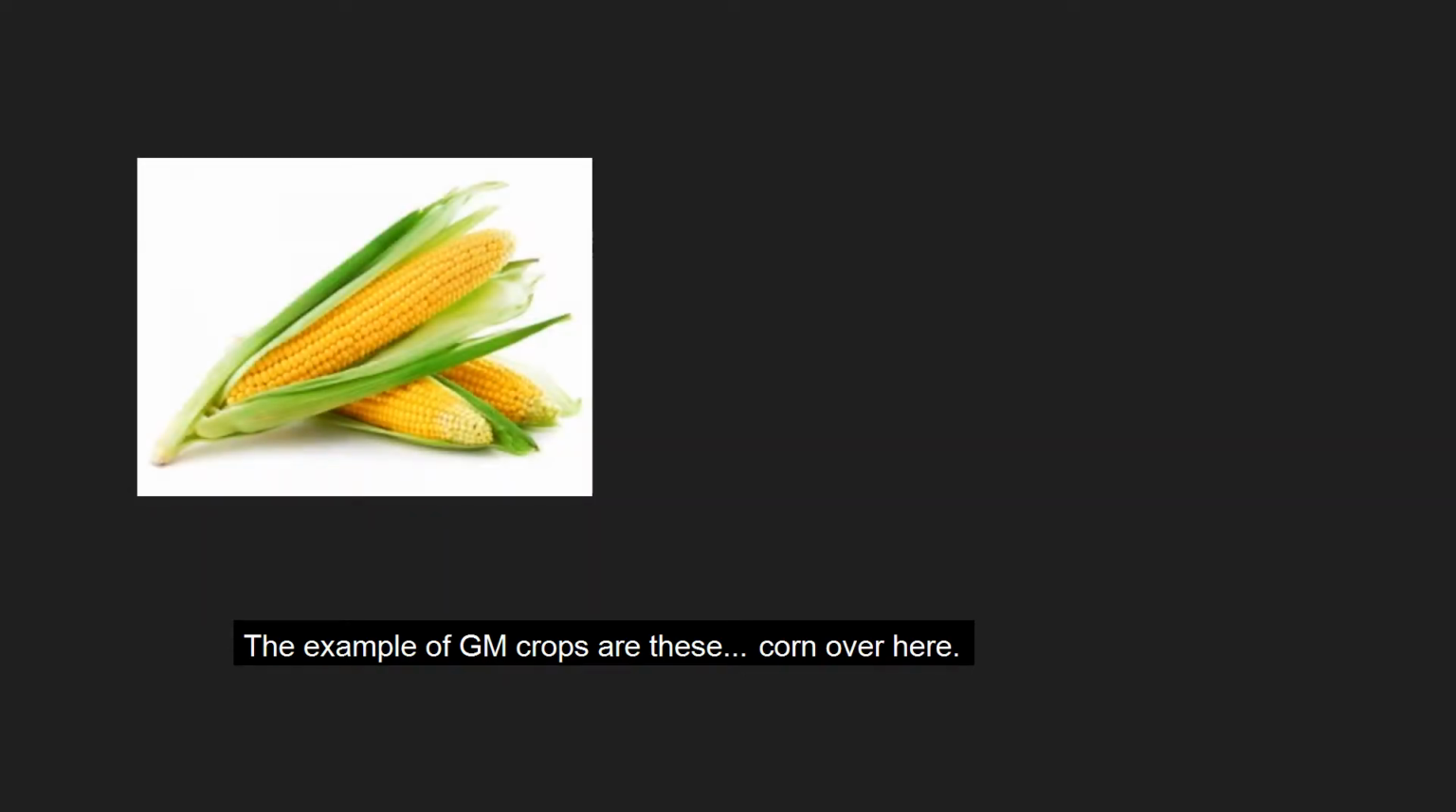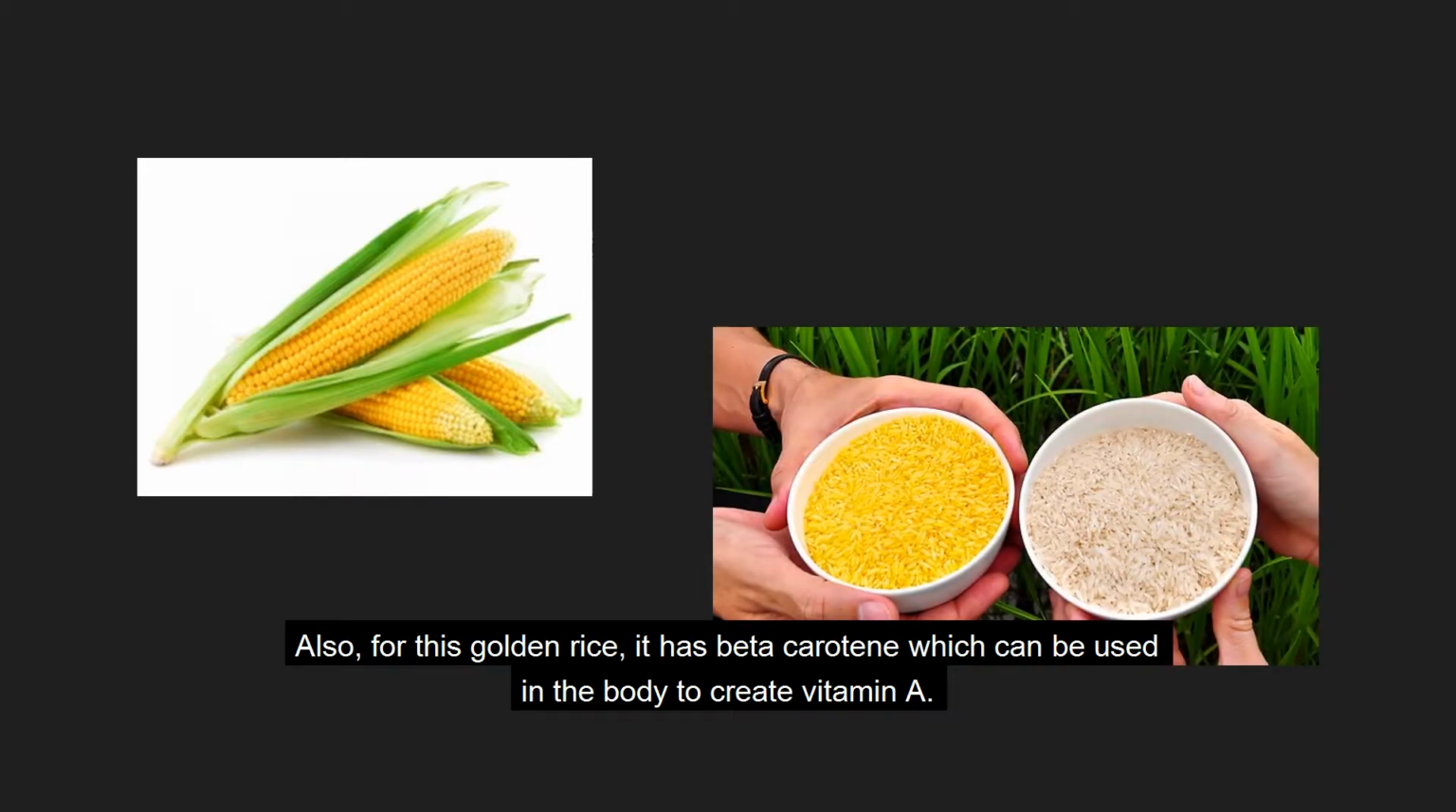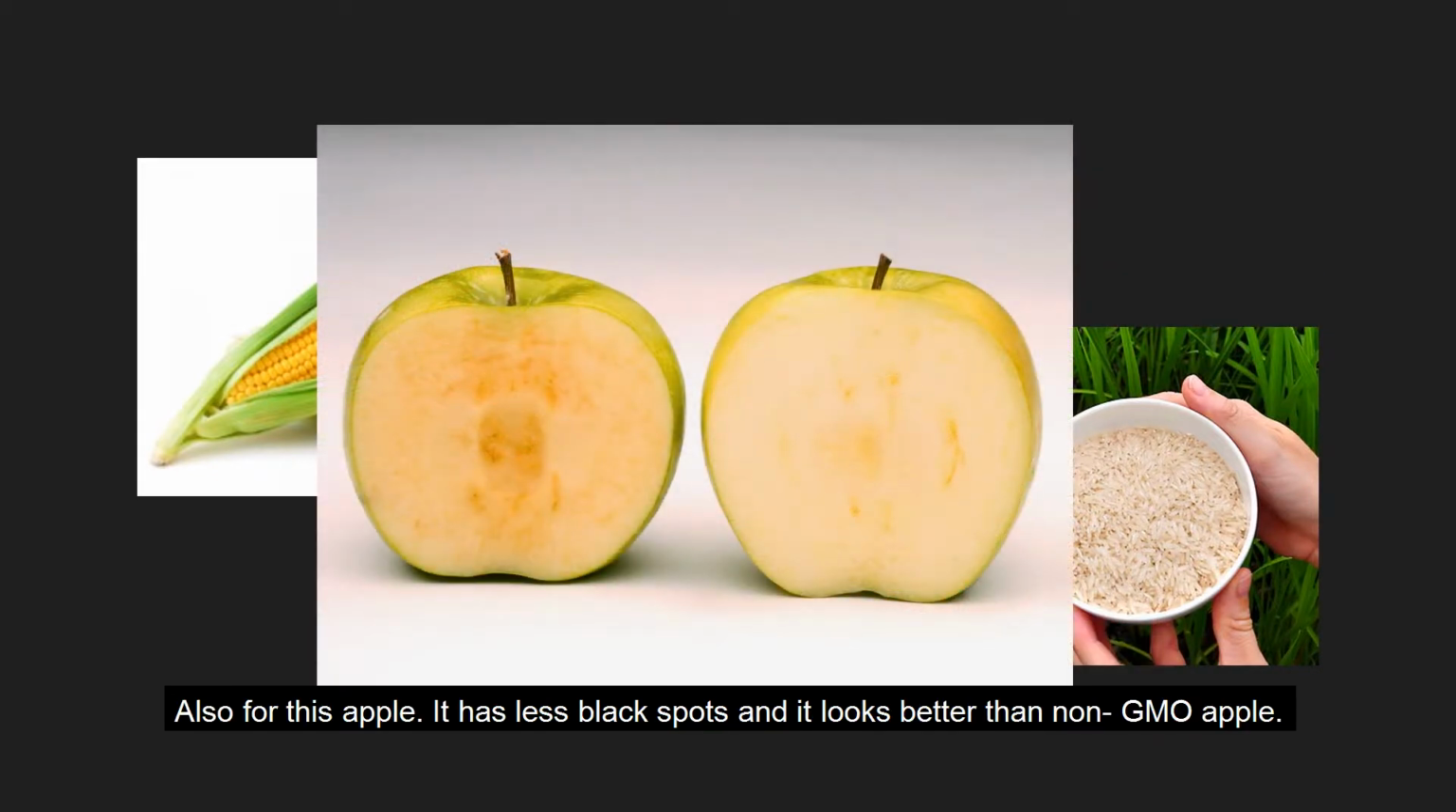Examples of genetically modified crops are this corn over here. It has the ability to resist insects and pesticides. Also, this golden rice has beta-carotene, which can be used in the body to create vitamin A. Also, this apple has less black spot and looks better than the non-GMO apple.